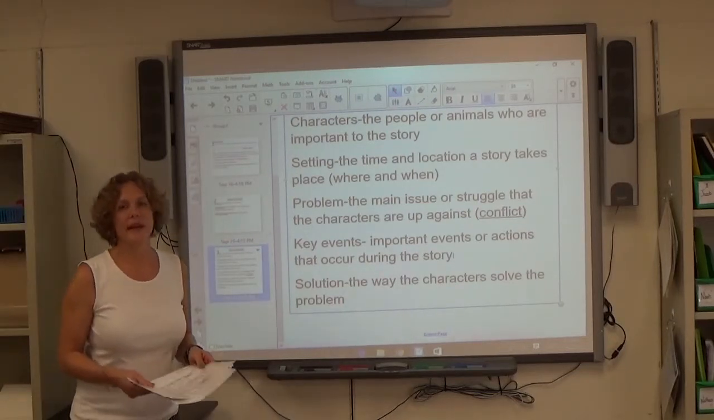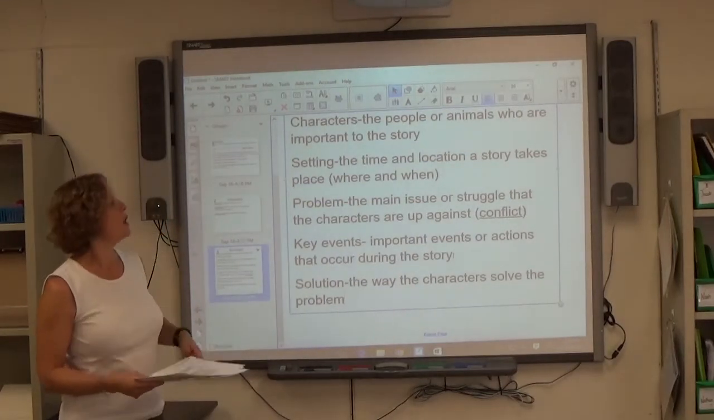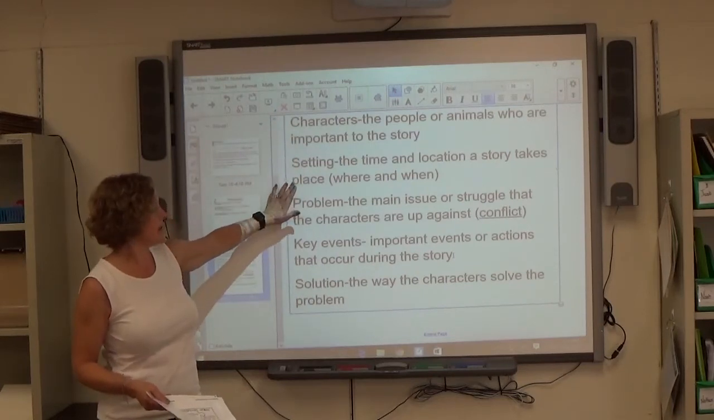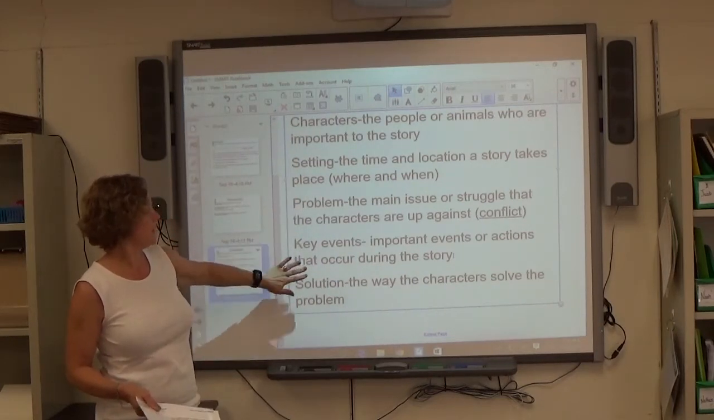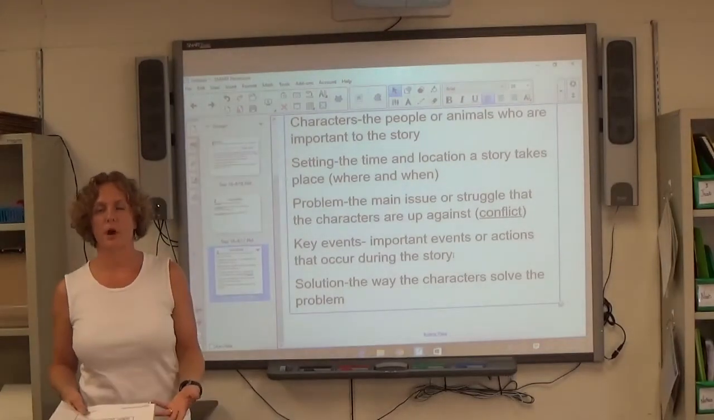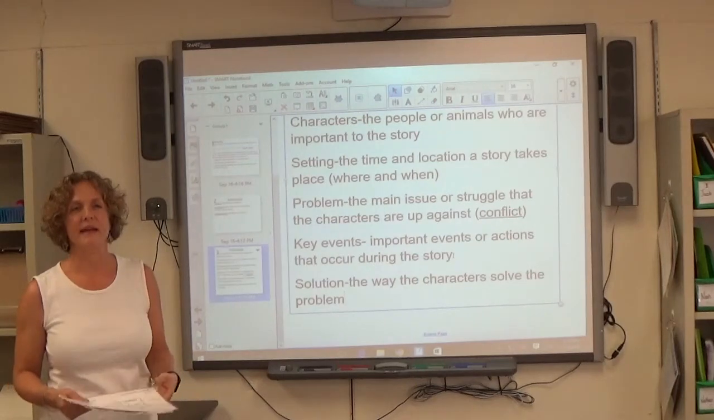So as we are reading our short story over the next several days, you are going to be looking for the characters, setting, problem, key events, and solution that are making up our story. What are the important pieces that create this story?